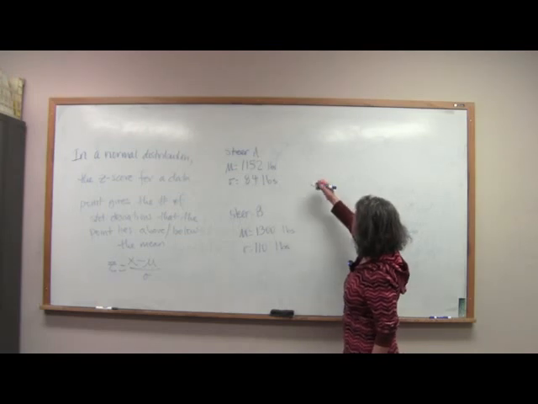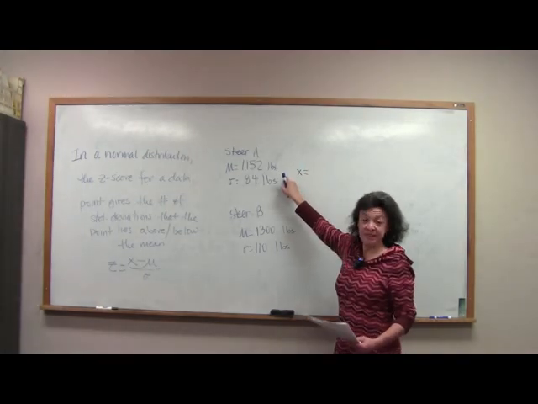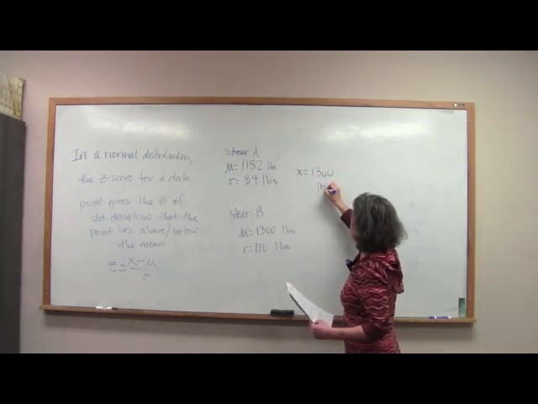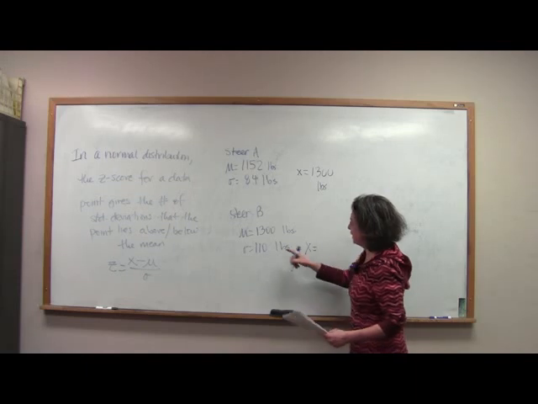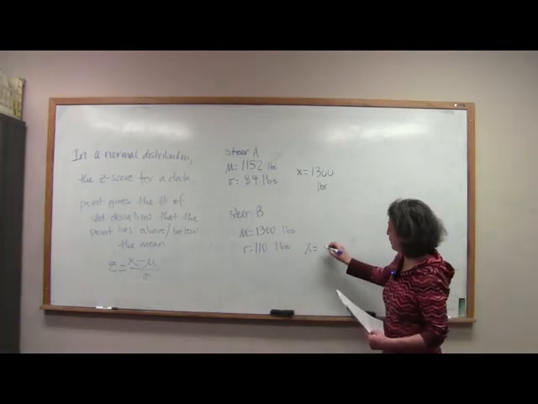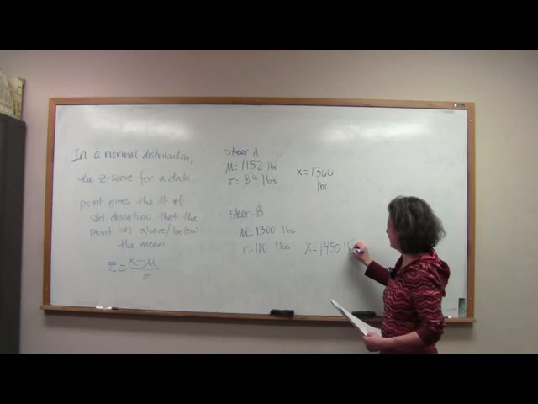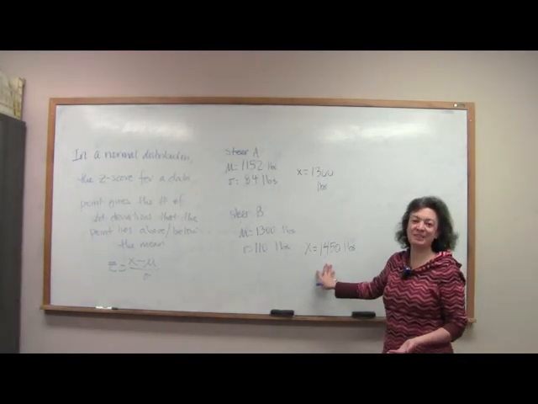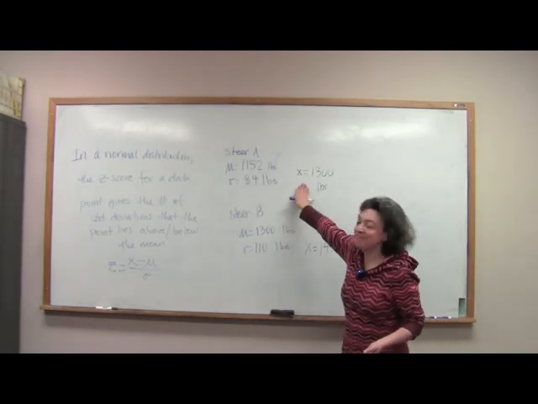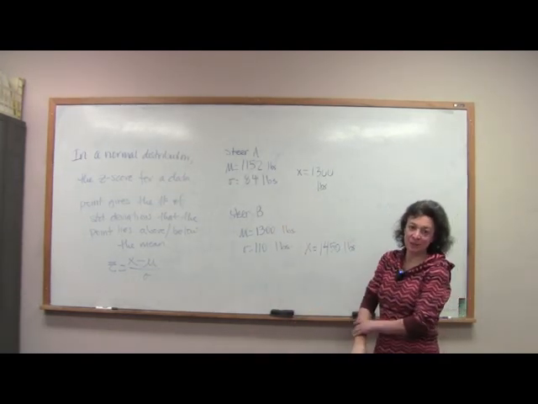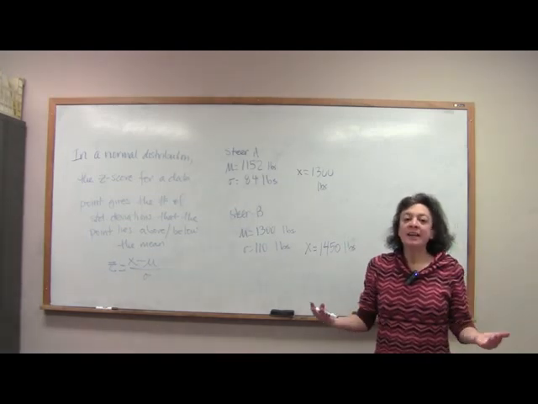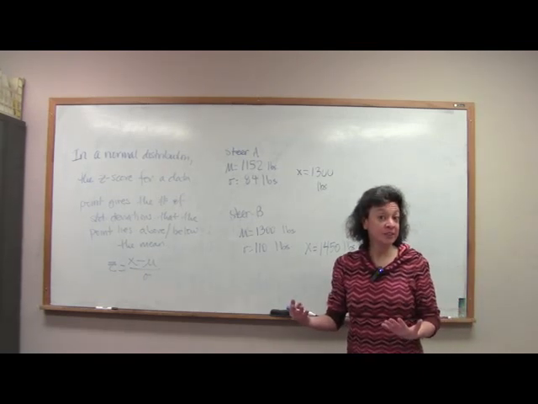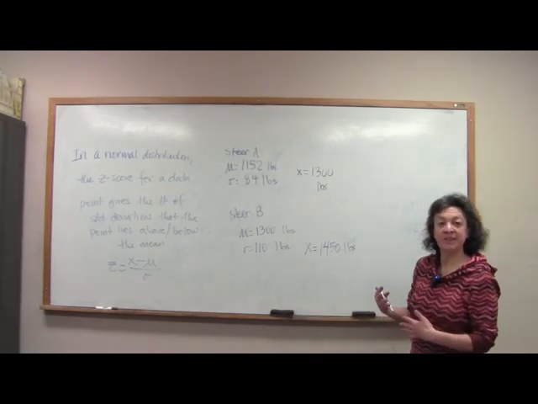All right, so suppose we randomly come upon a steer breed A that weighs 1,300 pounds. And suppose we randomly come on a steer B that weighs 1,450 pounds. Now clearly, the one that weighs 1,450 pounds is heavier than the one that weighs 1,300 pounds. But again, when we want to talk about measuring two different things that are scaled differently, what we do is we look at their z-score.